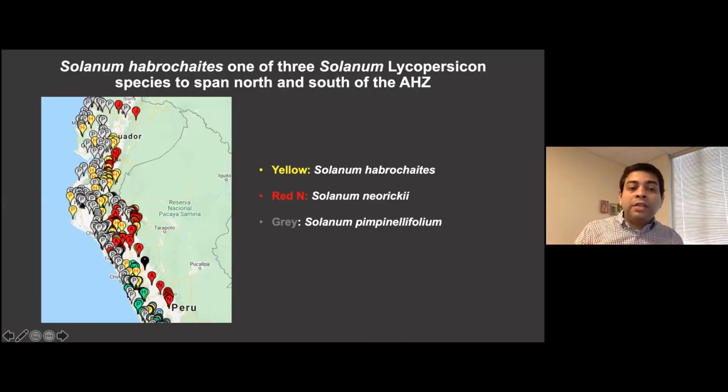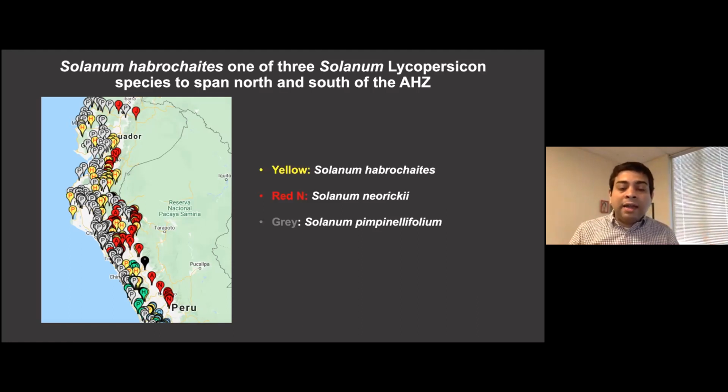Now, Solanum habrochaites, this is one of the 3 Solanum species in the Lycopersicon section that's found both north and south of the AHZ and within. So Solanum habrochaites accessions are seen in H, Pimpinellifolium is seen in P, and then Solanum neorickii is seen in red. Some of these are arcanum, but you can see neorickii in the AHZ and to the south. So Solanum habrochaites managed to traverse the entire AHZ and move to the north and south. But it wasn't without any effect.